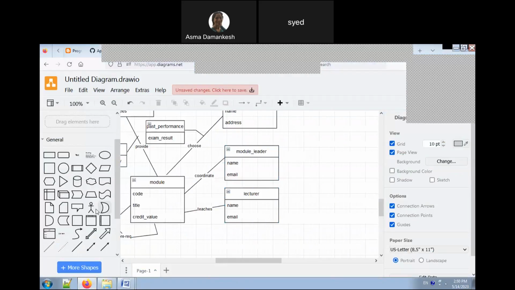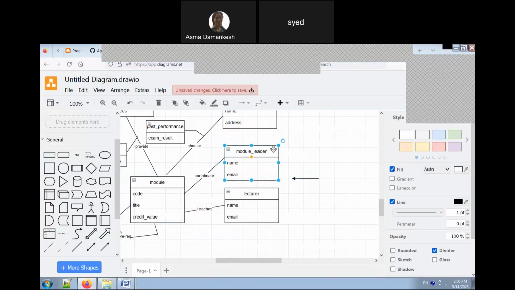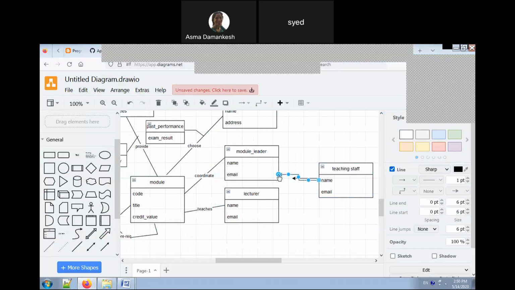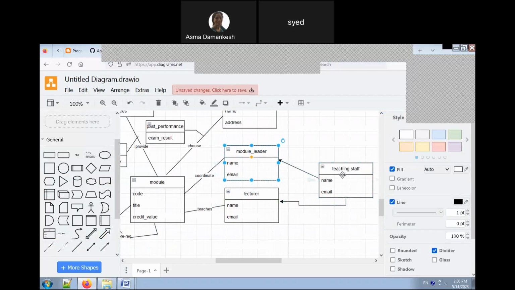Since we did it this way, we go for the is-a relation. What is an is-a relation? We say these two belong to an attribute called teaching staff. So this is one type of teaching staff. This is another type of teaching staff. This is one teaching staff, some part of it, which is a module leader. Then there is another one called a lecturer.